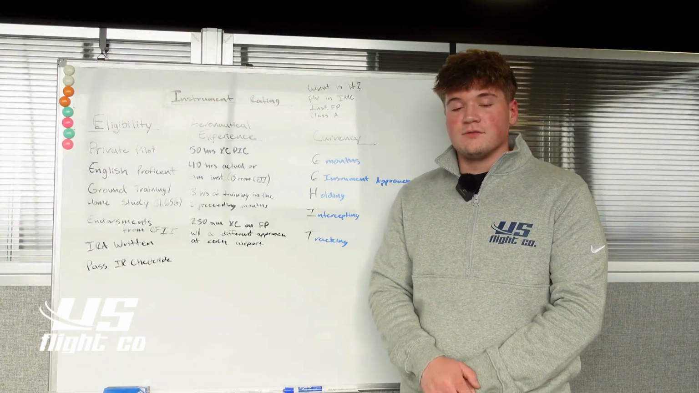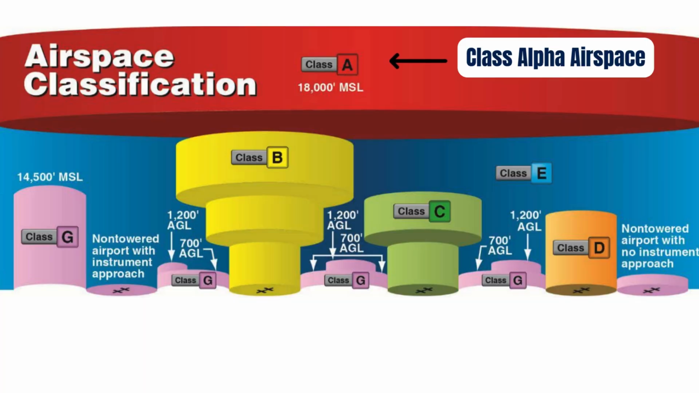It also is going to allow you to fly in Class Alpha airspace, and you can pretty much think of that as flying above 18,000 feet MSL, or mean sea level. That's where a lot of those airliners fly, up in that Class Alpha airspace.